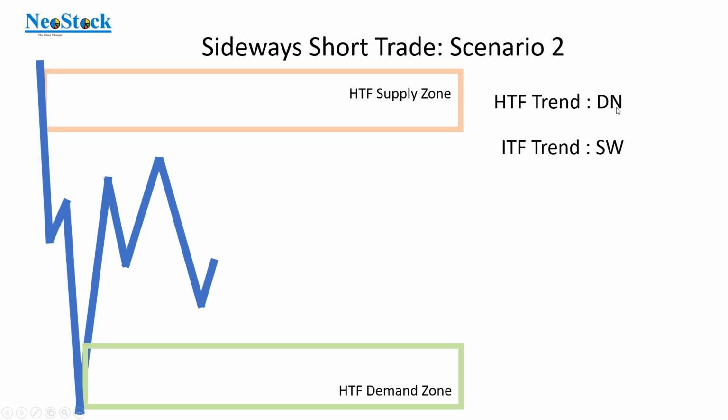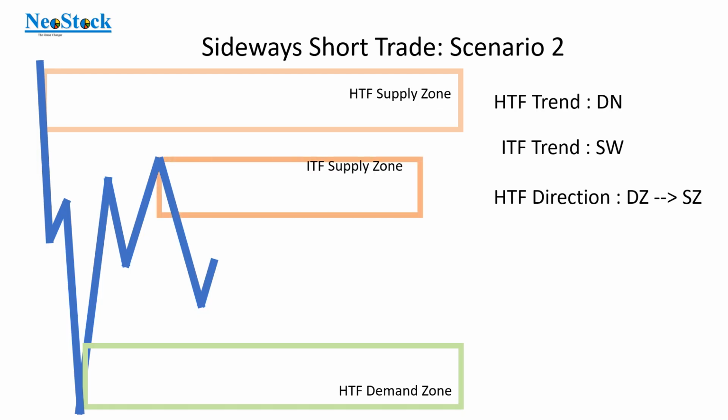See here, HTF trend still the same, downtrend. ITF trend should always be sideways. Now look into this scenario. What is the HTF price direction here? HTF price direction is moving from HTF demand zone to HTF supply zone. It has not yet reached the HTF supply zone. That means price direction is HTF demand zone to HTF supply zone. In this scenario, how can we plan our trade in a sideways short trade setup?